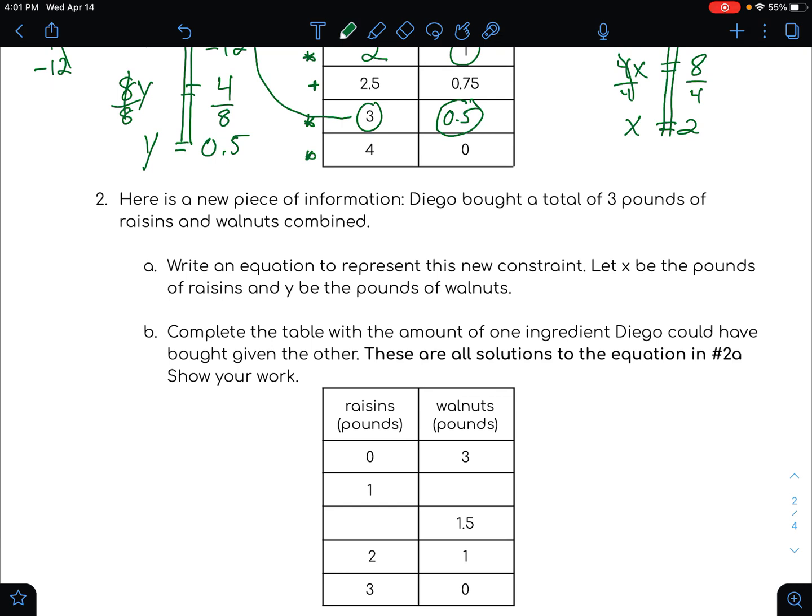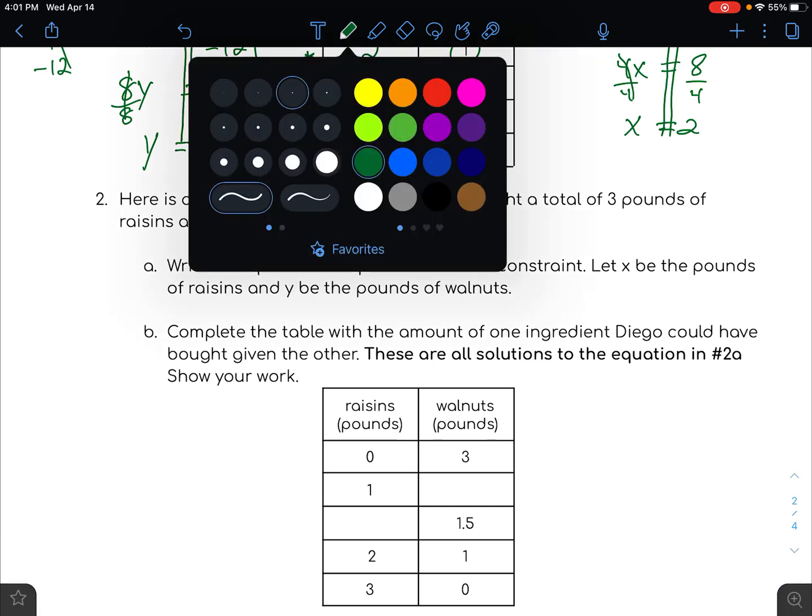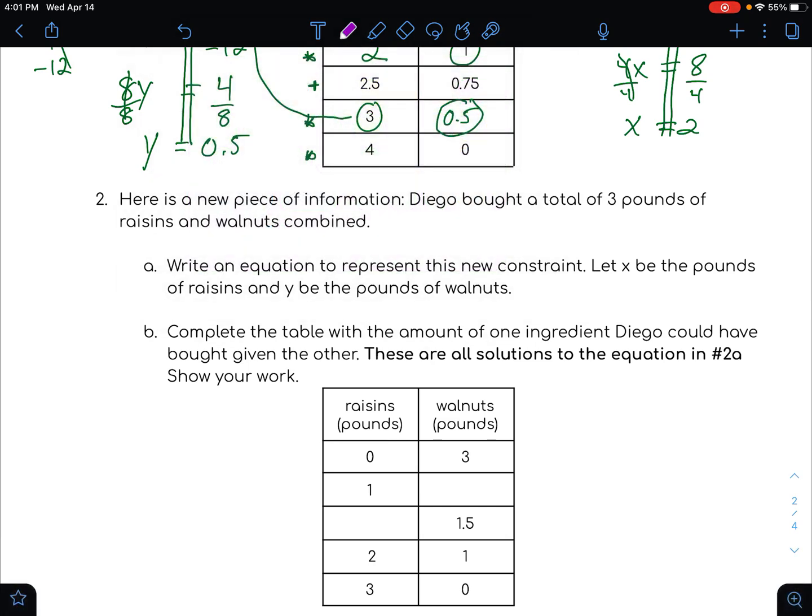All right, now we're going to add another piece of information, and that is Diego bought a total of 3 pounds raisins and walnuts combined. Write an equation to represent this new constraint. Let x be pounds of raisins and y be pounds of walnuts. All right, notice now we're not talking about money anymore. We're simply talking about total pounds.